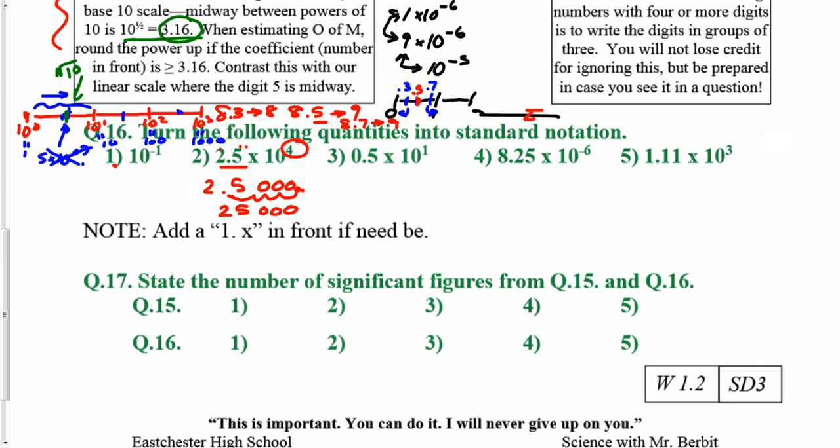Next one, 0.5 times 10 to the 1. That's an instruction to move the decimal 1 place. It's a positive, make it 1 bigger. Now it becomes, plain old, 5, still 1 sig fig.